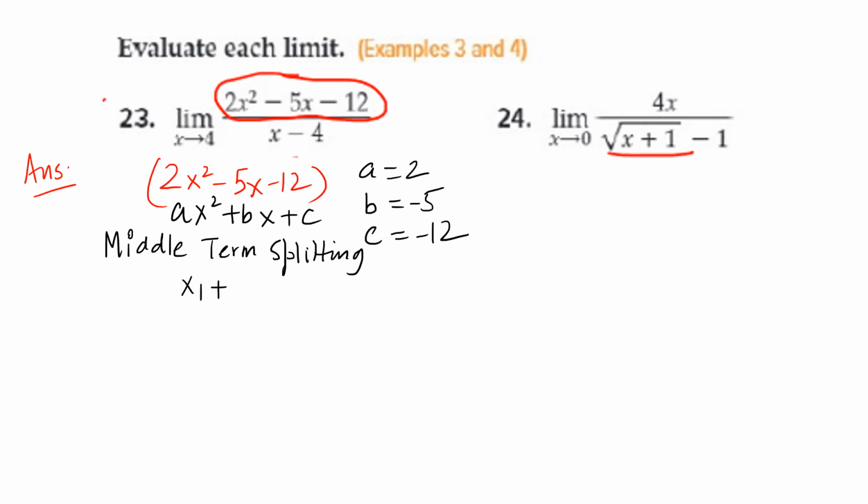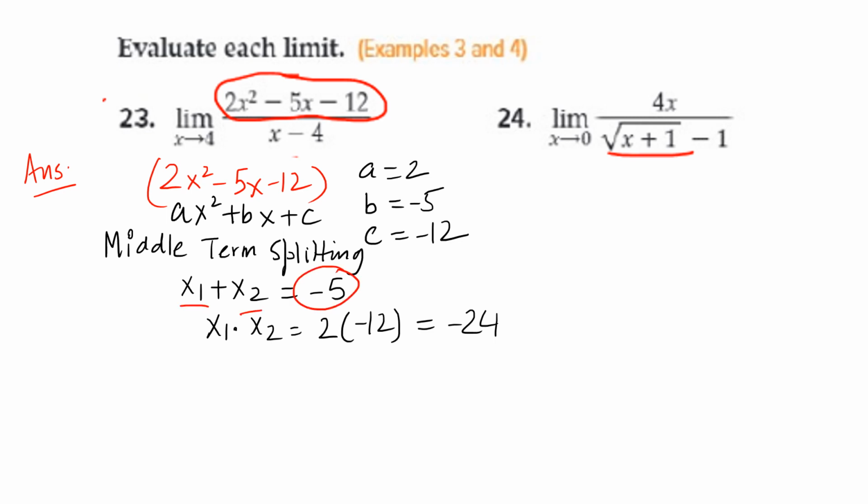So if the two roots are x1 and x2, then their sum is the middle term, which is the value of b, and their product is the product of a with c, so 2 with minus 12. Don't forget the signs. So you need to find factors of minus 24 which when added give you minus 5. Let's find some factors of 24. 12 with 2 gives you 24, so one should be negative, but when you add them you don't get minus 5, so this is not a factor.